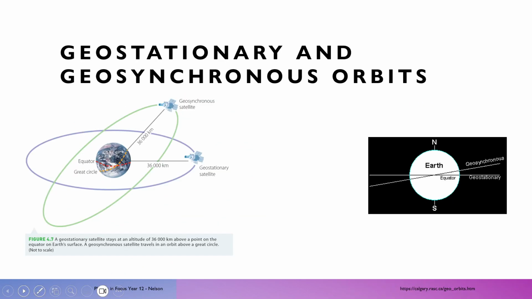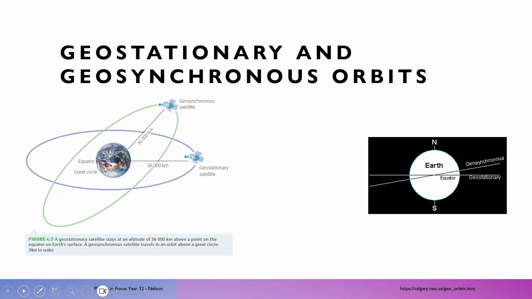What we can begin to do is apply these formula to different types of orbiting objects, whether they be planets around stars or satellites around planets. One type of orbit that we are going to be focusing on are geostationary and geosynchronous orbits.